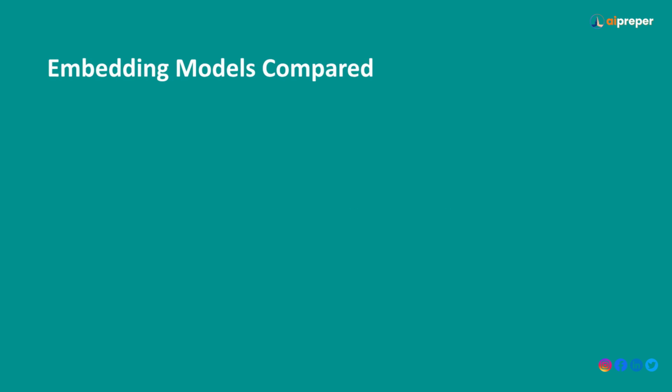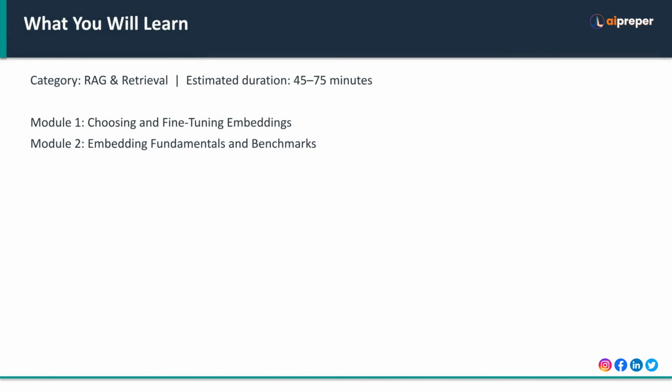Welcome to this practical guide on embedding models compared. We'll cover architecture diagrams, code examples, and best practices for RAG and retrieval systems. This video, categorized under RAG and retrieval, is estimated to last 45 to 75 minutes. We will explore two modules: choosing and fine-tuning embeddings, and embedding fundamentals and benchmarks.